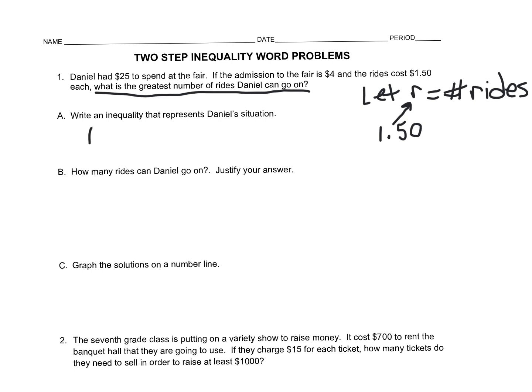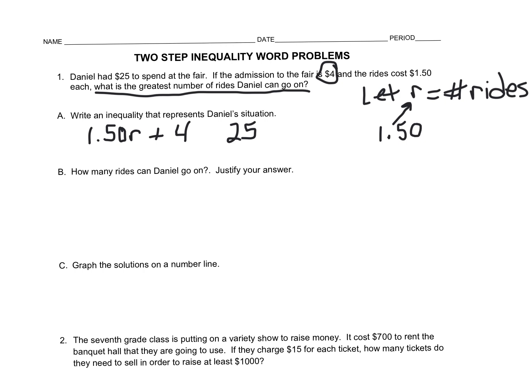If we take $1.50 times that R, and then we're adding to that the cost to get into the fair. It says it was $4, so we're adding that $4. And we're working on finding the number of rides that we can ride and still be less than that $25, okay?